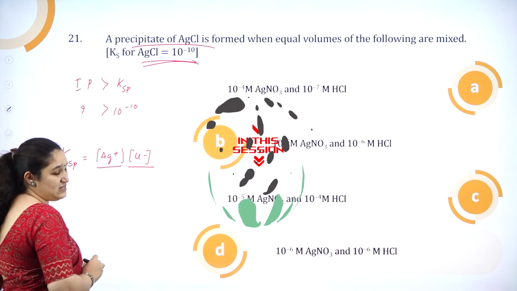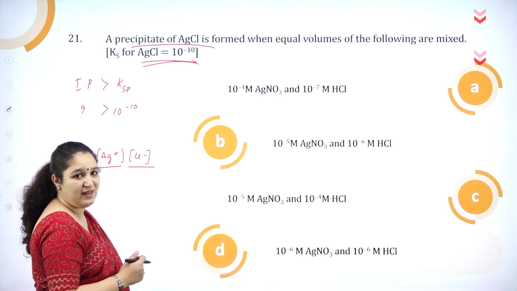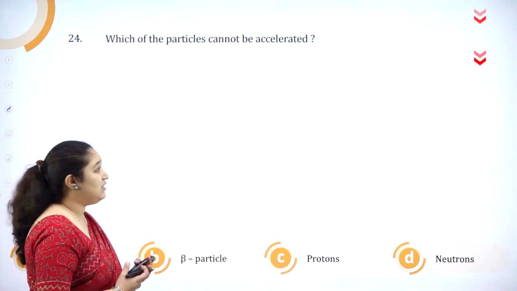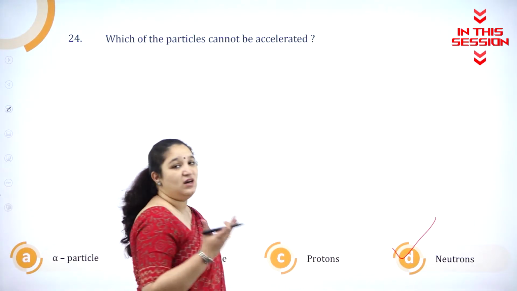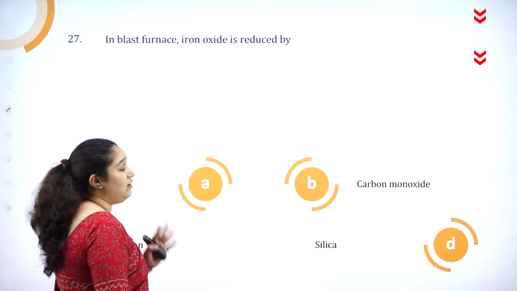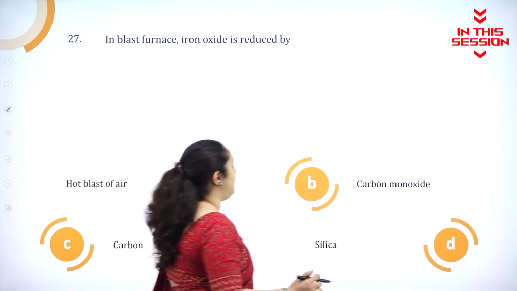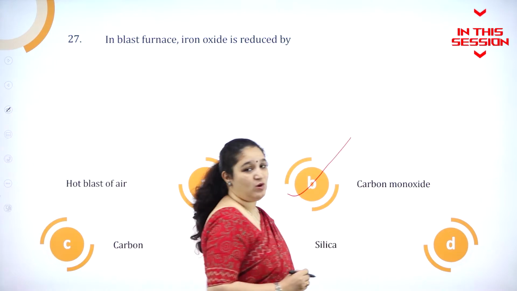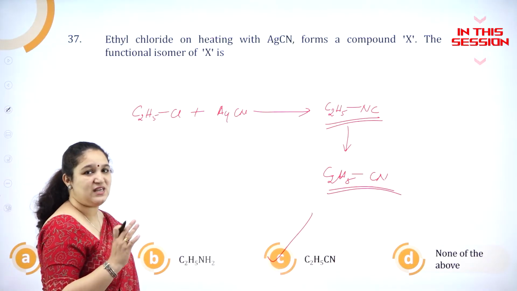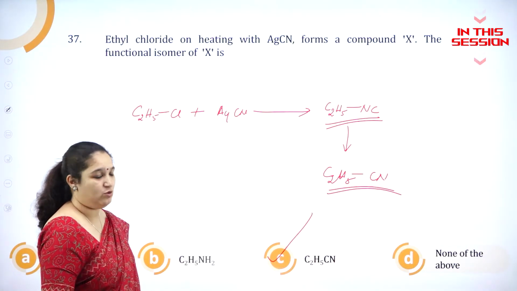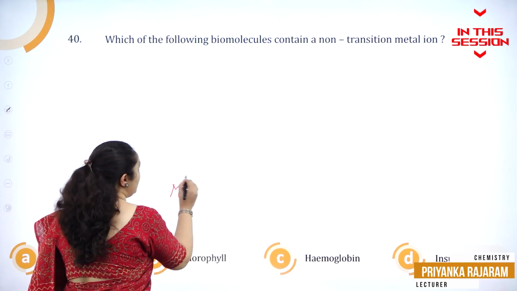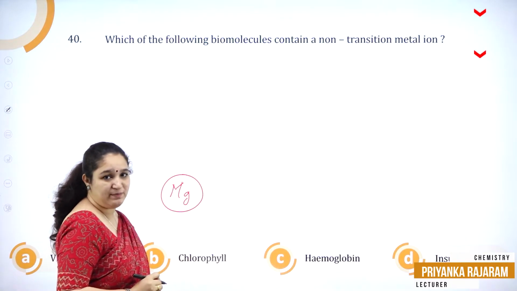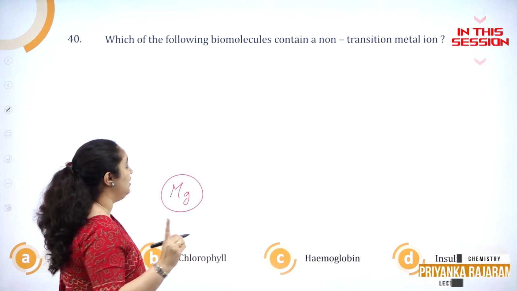AgNO3 into HCl. If I do the molar concentration, I'll get the ionic product. The acceleration is not possible for neutrons because it is a neutral particle. Iron oxide is reduced by carbon monoxide. NC is isocyanide, CN is cyanide or nitrile group. Chlorophyll contains magnesium, and magnesium is an alkaline earth metal. It is not a transition metal.